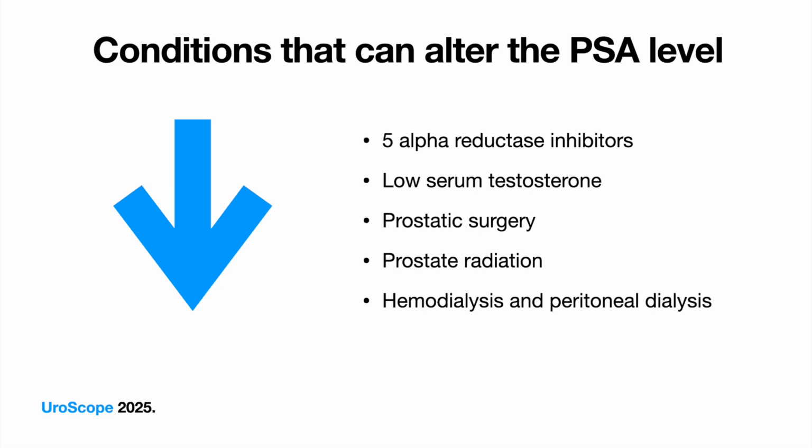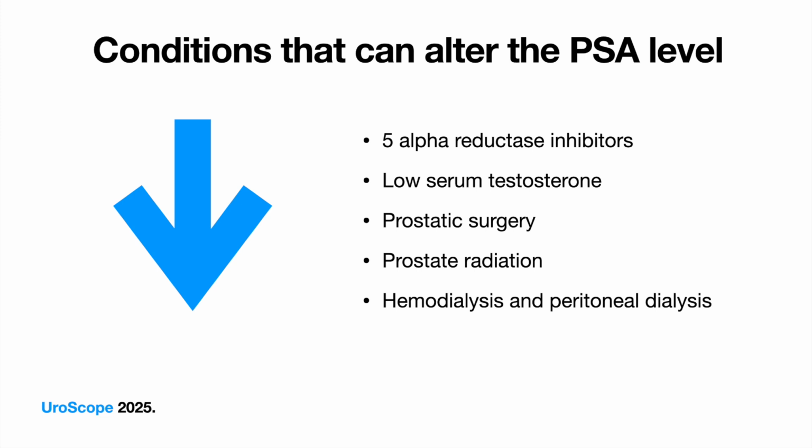Now let us shift gears and talk about the conditions that can reduce PSA levels. One major factor is medication, specifically 5-alpha reductase inhibitors like finasteride or dutasteride. These drugs can lower PSA levels by about 50% after 6 to 12 months of treatment. Medications aren't the only factors at play. Low serum testosterone can also lead to reduced PSA levels.